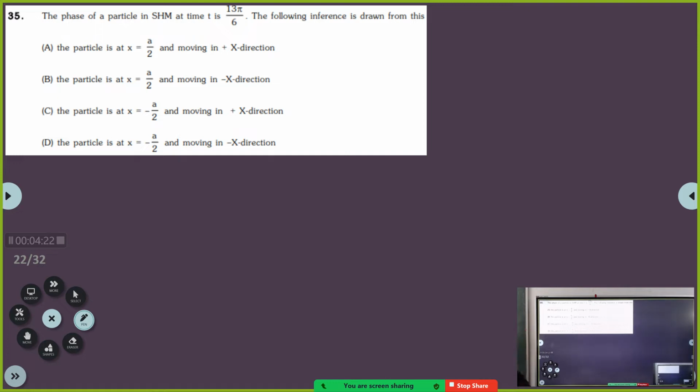The phase of a particle in SHM is given. The following inference can be done. Solve this. Solve it at ease.